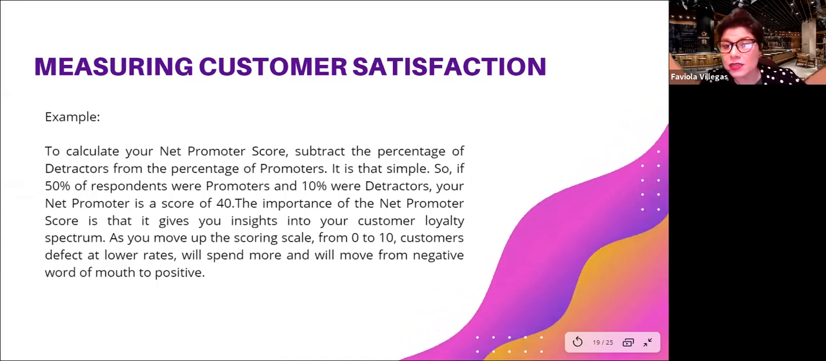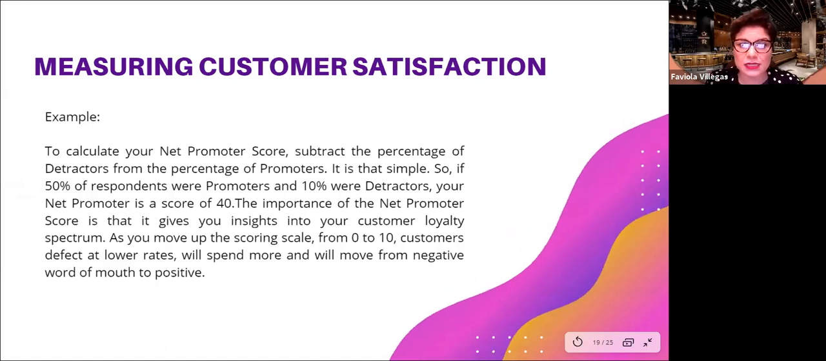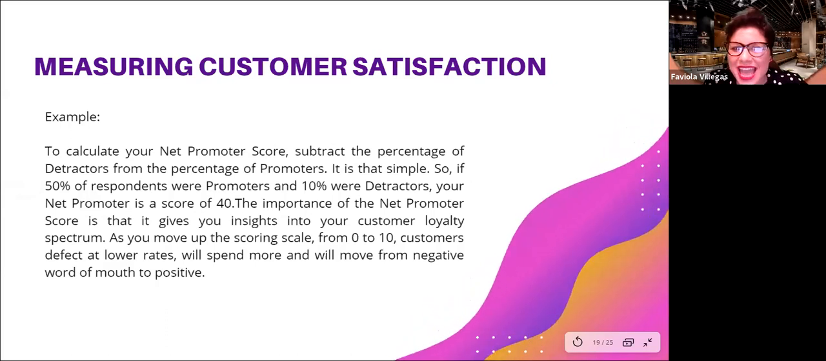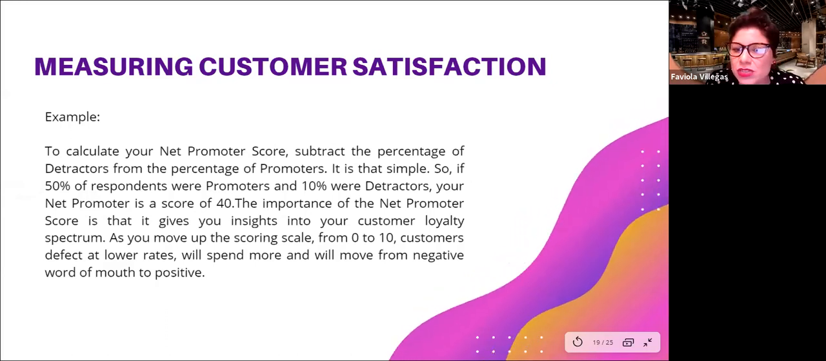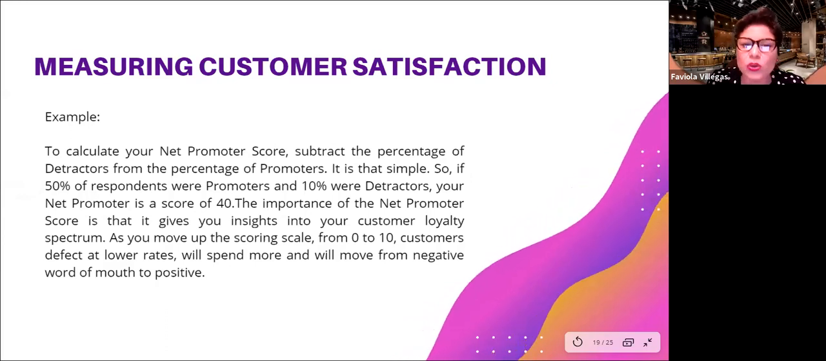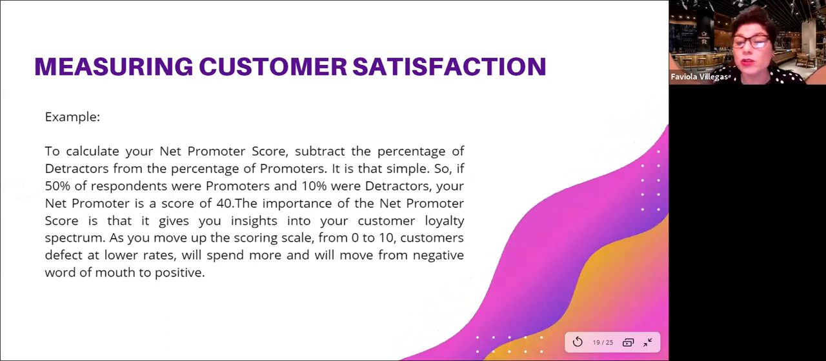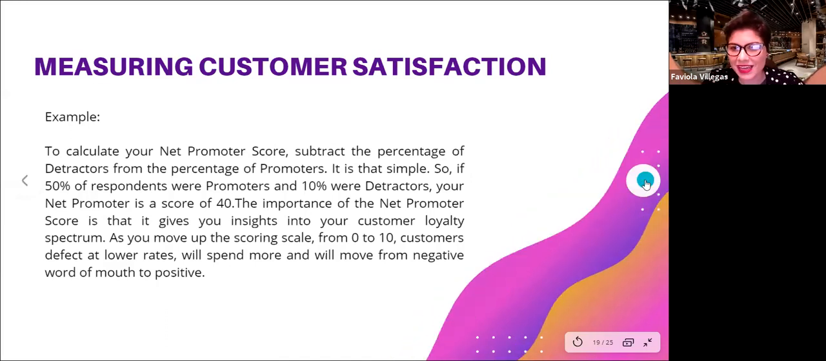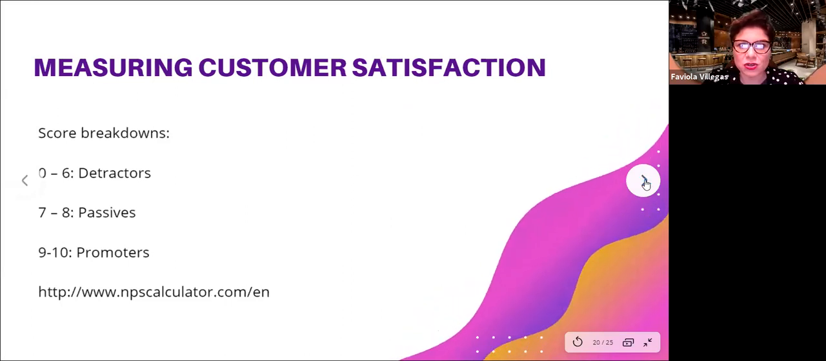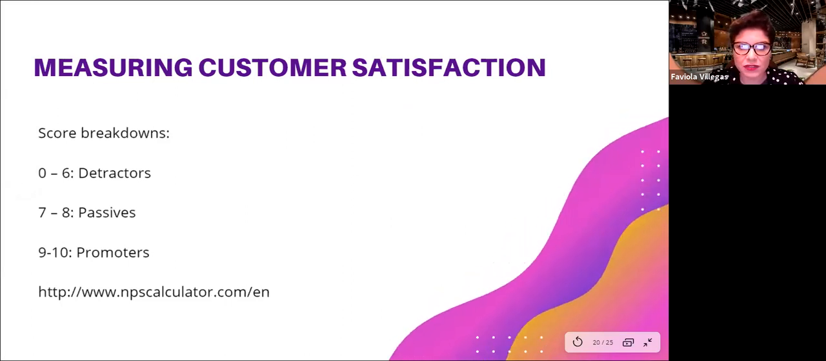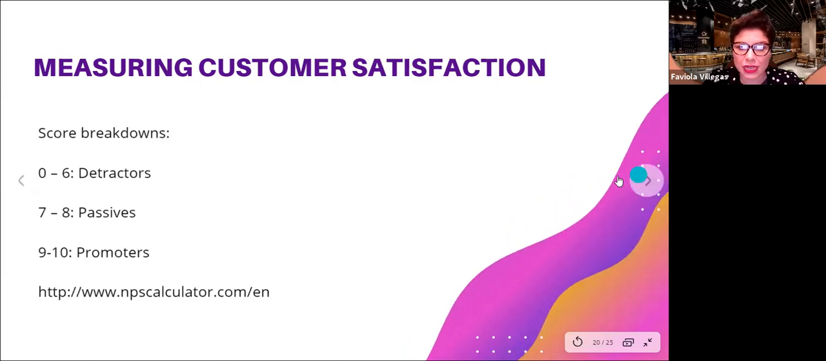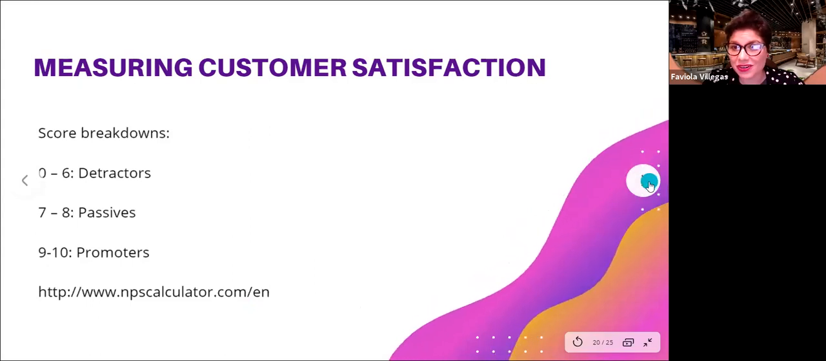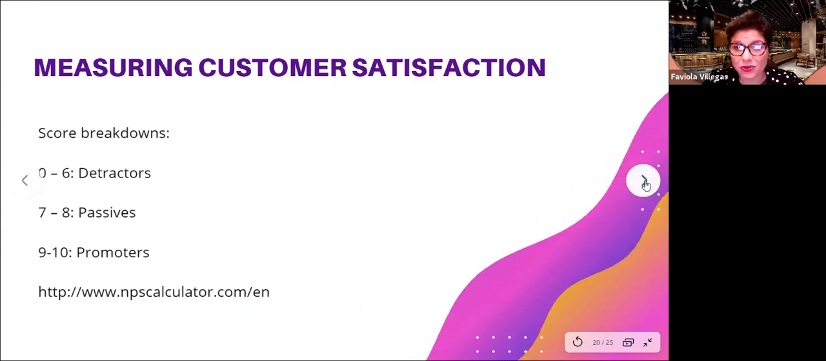The importance of the net promoter score is that it gives you insights into your customer loyalty spectrum. As you move up the scoring scale from 0 to 10, customers defect at lower rates, will spend more, and will move from negative word of mouth to positive. Okay. So here are the score breakdowns: 0 to 6 detractors, 7 to 8 passives, 9 to 10 promoters. And here is an NPS calculator for you. You can use that for your business, your small business, or your family business.